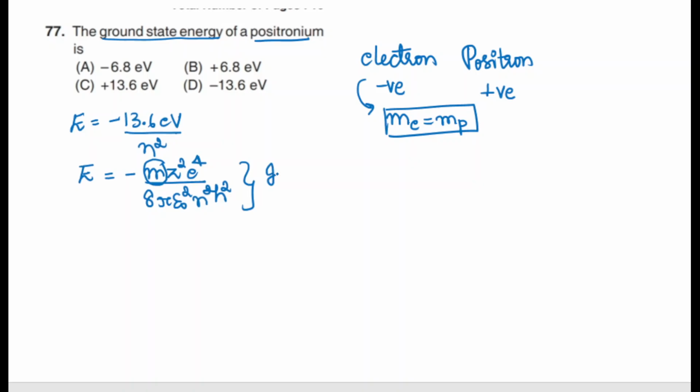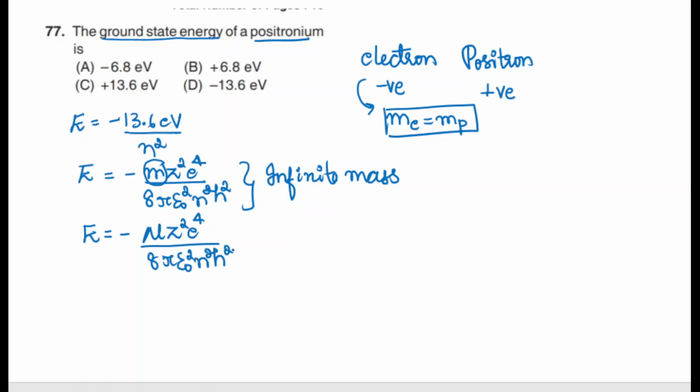Now they are given to be a positronium. For positronium, what will be the formula? We will see. This is for the infinite mass. Okay. Now for the positronium, instead of m, we will get the value to be equal to mu. I am going to tell that for a while. I am going to write the rest of the terms as it is. Yes. Now what is this mu?